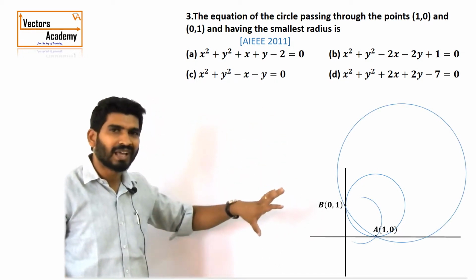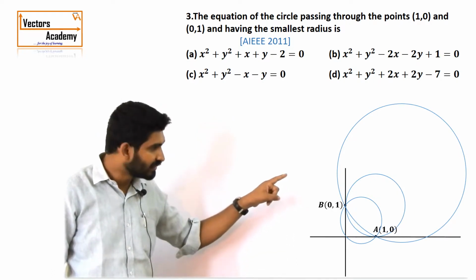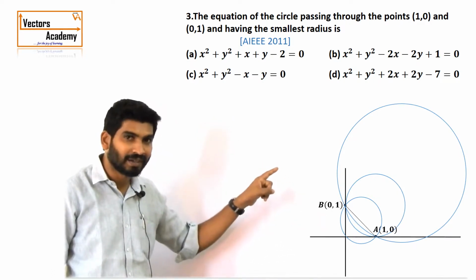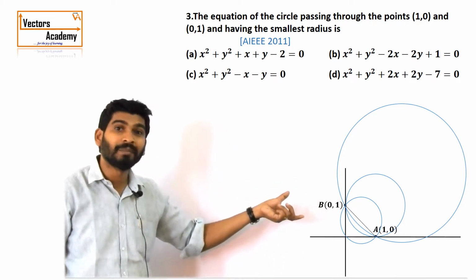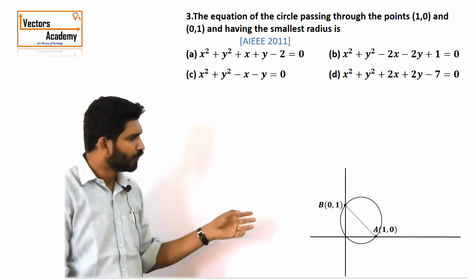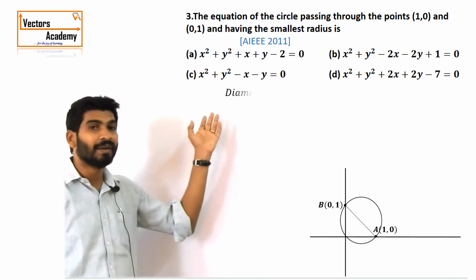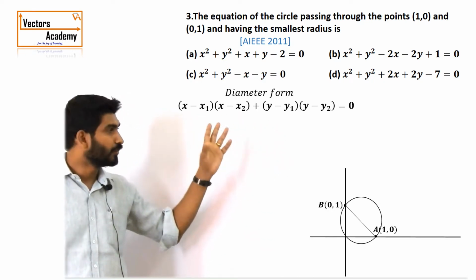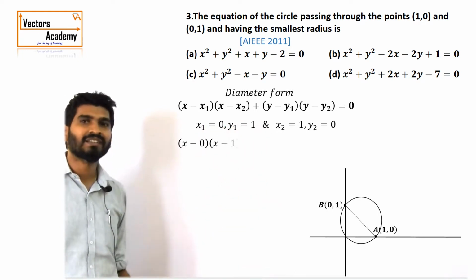Out of that, the smallest circle will be the one which has this segment, (0, 1) and (1, 0), AB, or whatever we call this, as a diameter. So, this will be the smallest circle, and if you look at the circle carefully, you know the end points of the diameter and you know the diameter form of a circle, right. So, we can substitute one point as x1, y1 and the other as x2, y2, and we can get the equation of the circle.